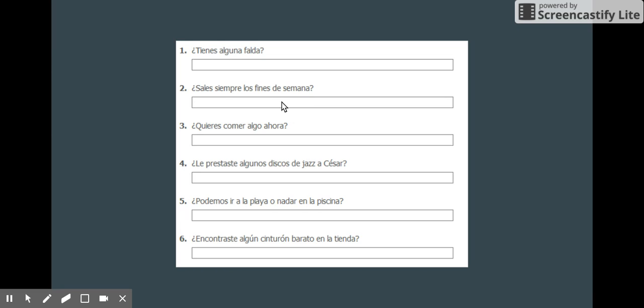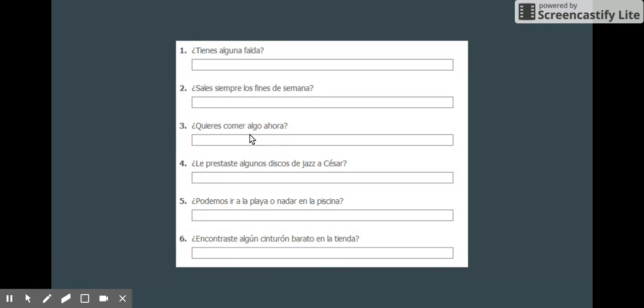Next one, ¿sales siempre los fines de semana? Siempre is an indefinite word. The negative word is nunca. So, ¿sales siempre los fines de semana? No salgo nunca los fines de semana. Or nunca salgo los fines de semana. So you can see there's a lot of options. There's not just one straightforward way that you can answer these, just because there are several ways of expressing the same thing.